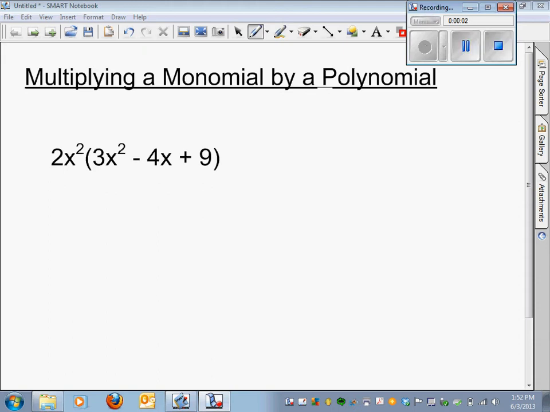So we're going to begin by looking at how to multiply a monomial by a polynomial. The process used to do this is called the distributive property. We are going to literally distribute the 2x squared and multiply it by each term inside the parentheses.